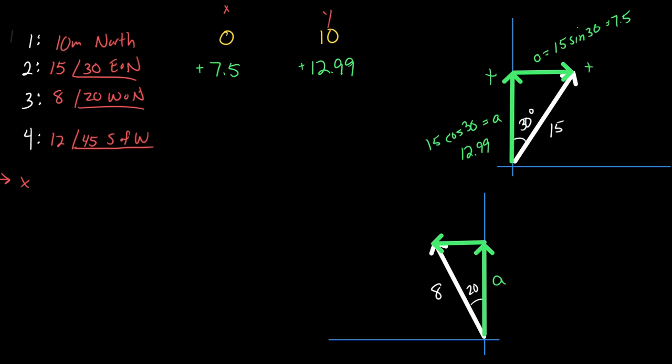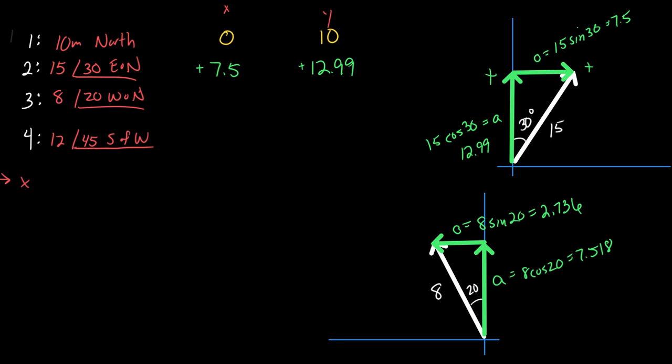This is the adjacent side. This is the opposite side. So this one's 8 sine 20, and this one is 8 cosine 20. So let's see, 8 times 20 sine, got 2.7. And I got 8 cosine 20, 7.518. There we go.